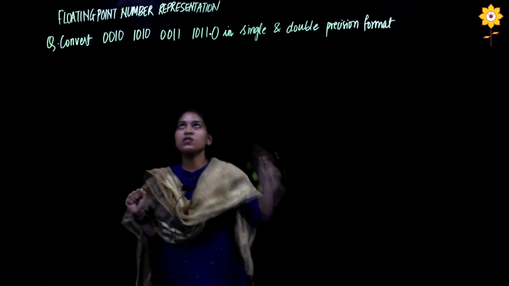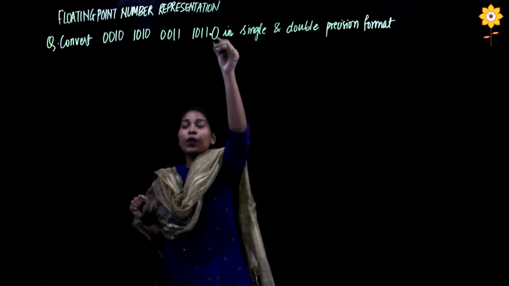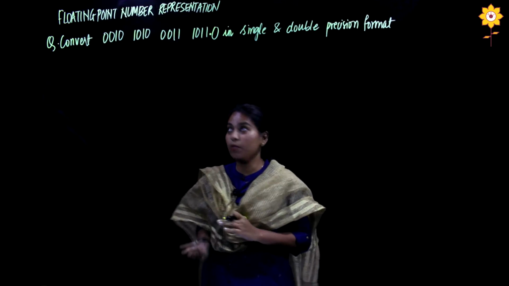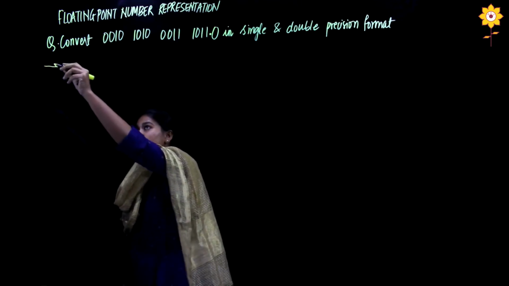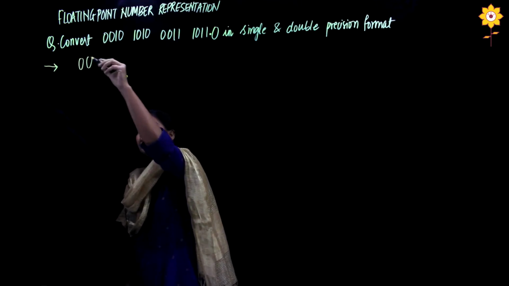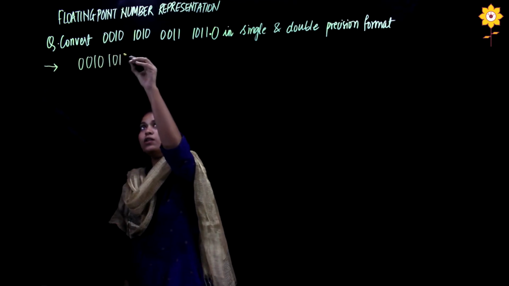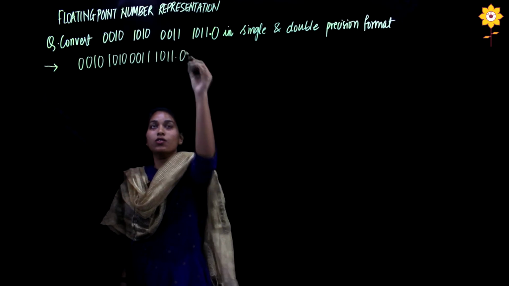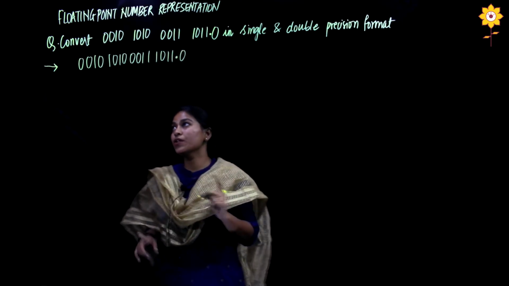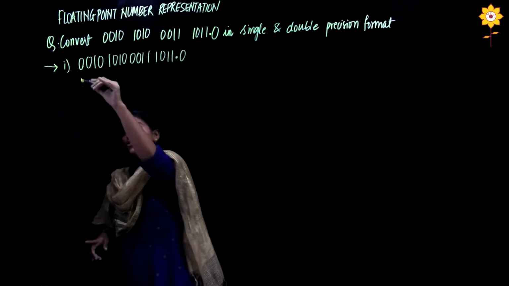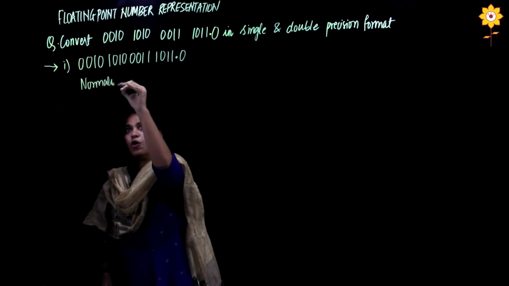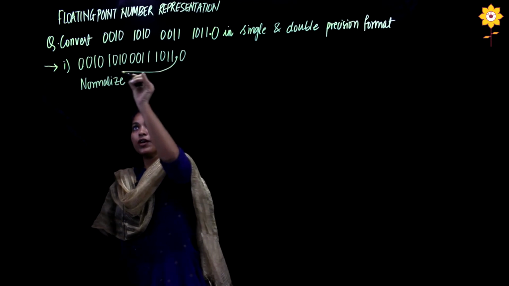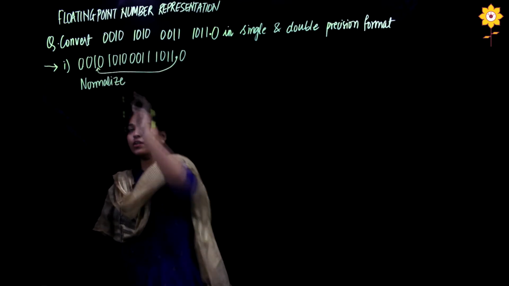Okay. So here we have to see the number over here has a decimal point. So the very first step that we have to do is we have to normalize the number. So when we say normalize, what exactly we have to do? We have this number 0, 0, 1, 0, 1, 0, 1, 0, 0, 0, 1, 1, 1, 0, 1, 1, dot 0. So now since this decimal point is over here, our first step is to normalize this number. So basically we'll take this decimal point from here and we'll place it where? We'll place it over here.